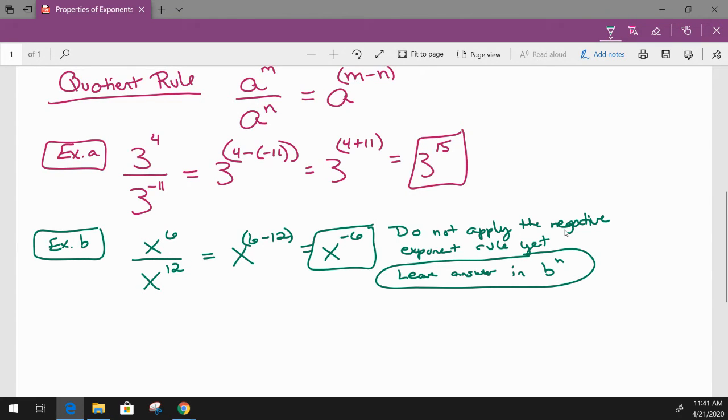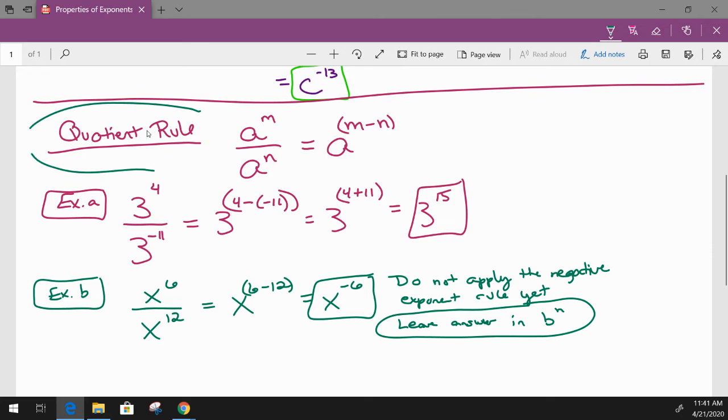So if we were to apply the negative exponent rule, we would have to rewrite this as 1 over x to the 6th power, which I know some of you already know that, but for right now, just leave your answer in this form because we're just applying and practicing using this quotient rule.